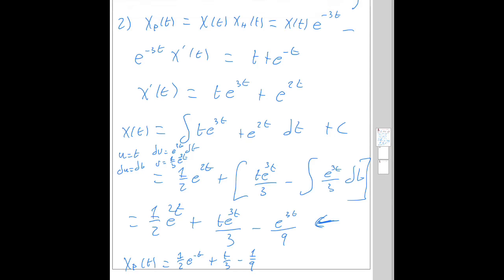Okay, and then overall, the general solution to the non-homogeneous equation is going to be x of t is equal to a e to the minus 3t plus 1/2 e to the minus t plus t over 3 minus 1 over 9. Okay, and so that is the solution to this differential equation.